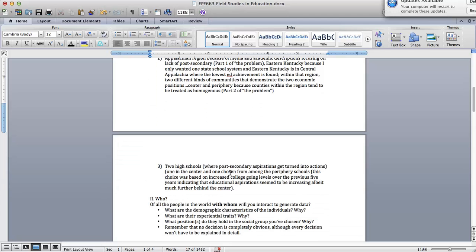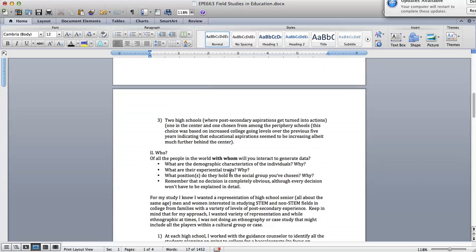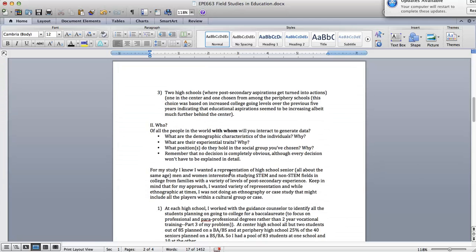Okay, so now that I know where, who, let's back up to your project. Of all the people in the world with whom you interact to generate data, who do you need to talk to? Who do you need to be with in order to generate data that's going to help you answer the questions that you've laid out?